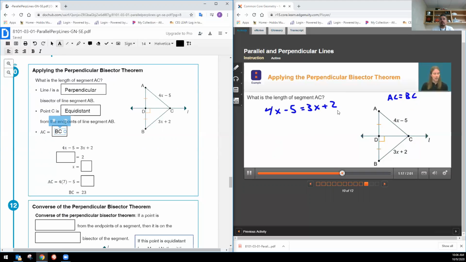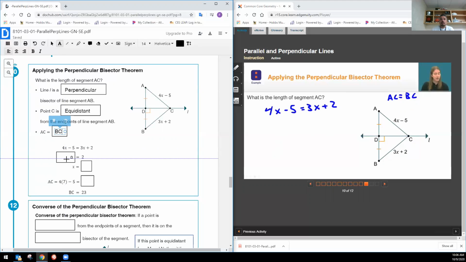I'll start by subtracting 3x from both sides, and that gives me that x minus 5 is equal to just 2. Now I can add 5 to both sides, and I get that x is equal to 7.